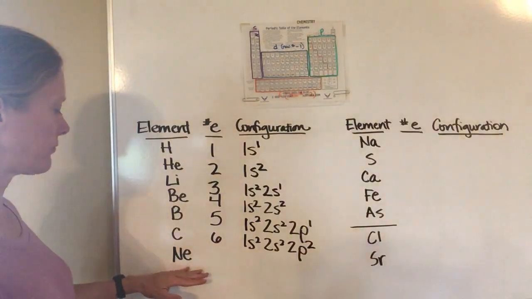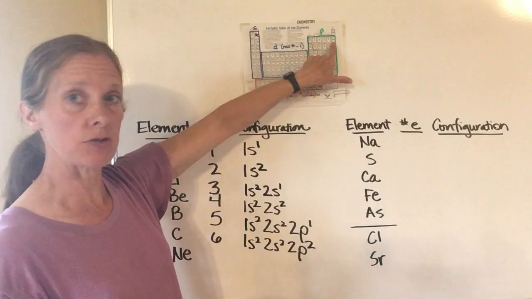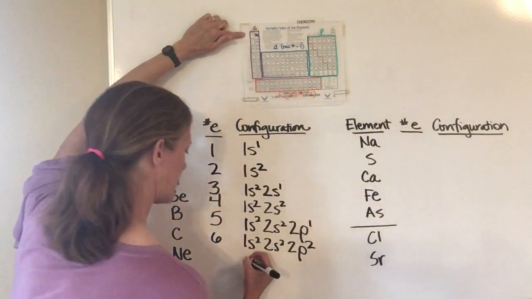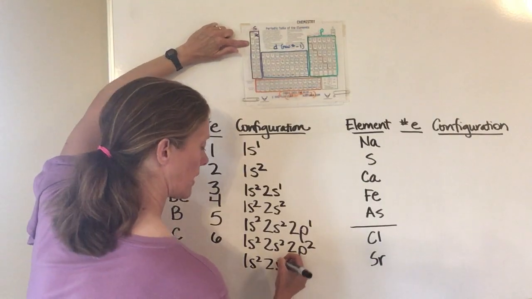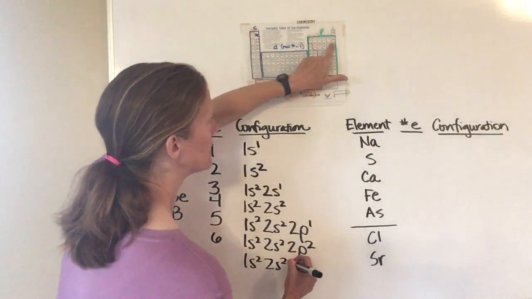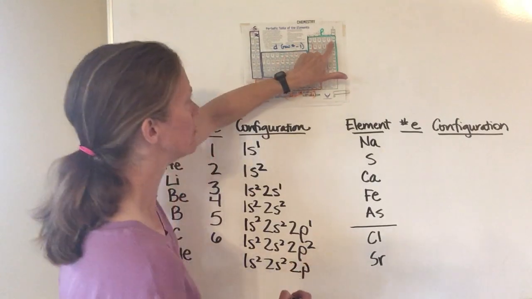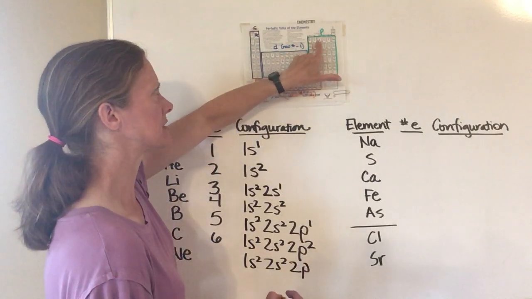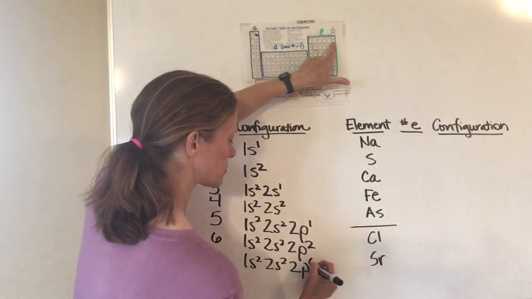Okay, let's skip a few. Let's go to neon, which is at the end of this row over here. Okay, again, you're going to start at the top. 1s2. Next row down, 2s2. Neon is here. I'm in the second row. I'm in the p block, and it's the 1, 2, 3, 4, 5, 6th column. So there are 6 electrons.